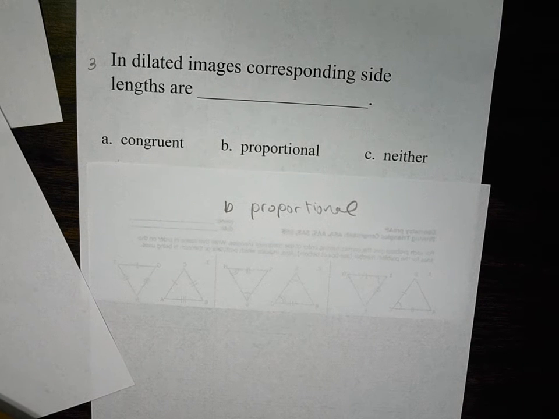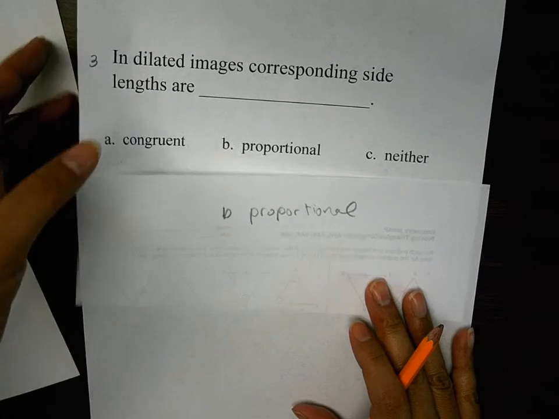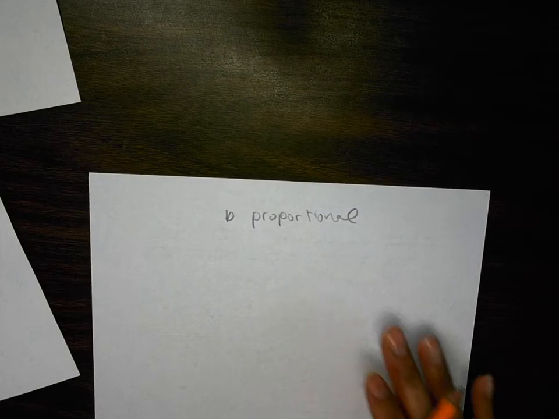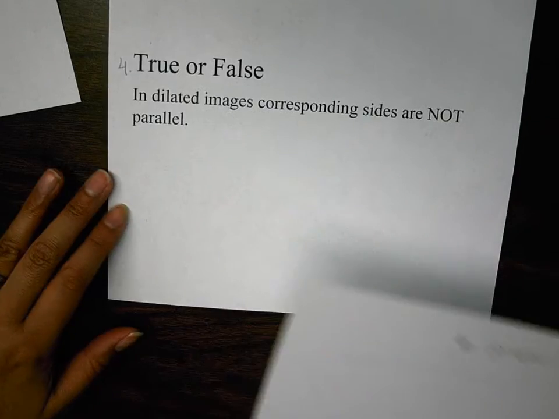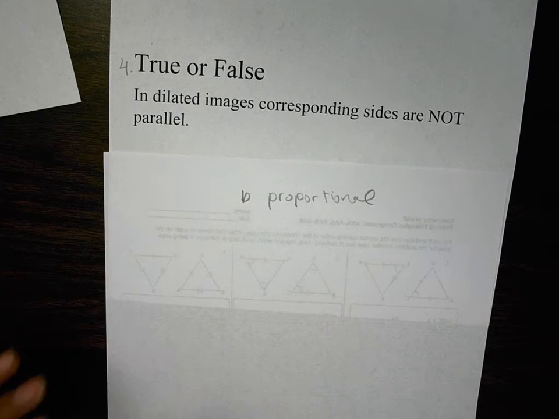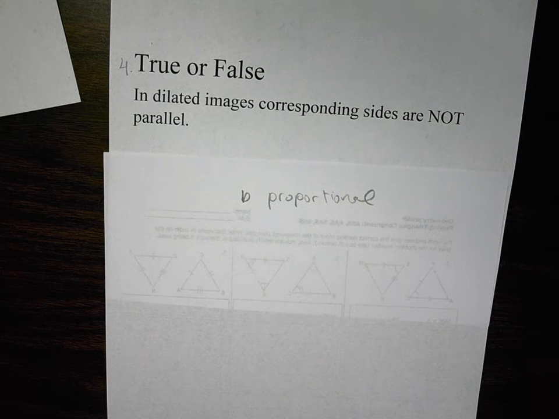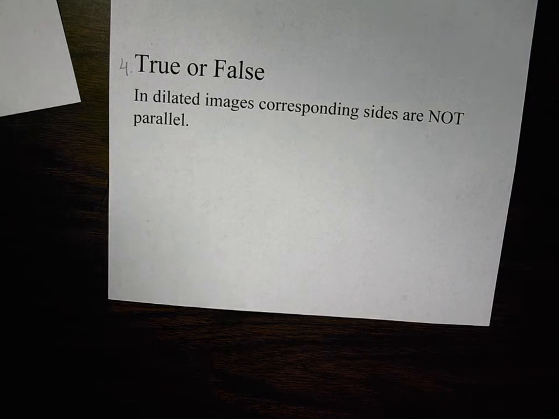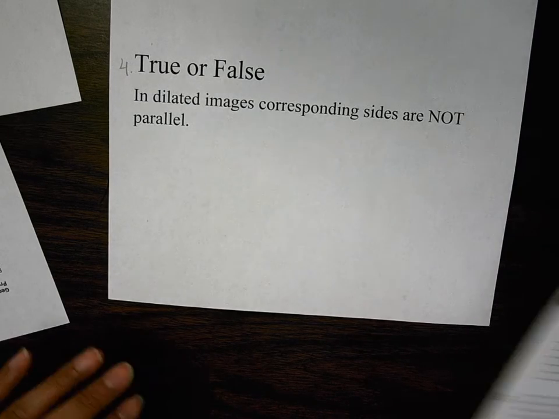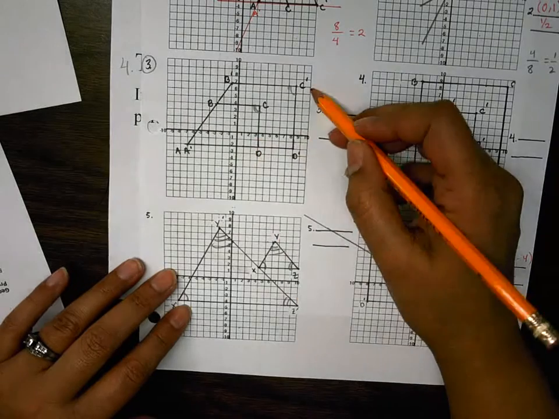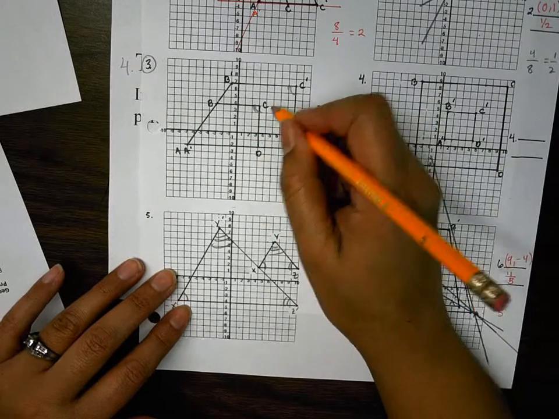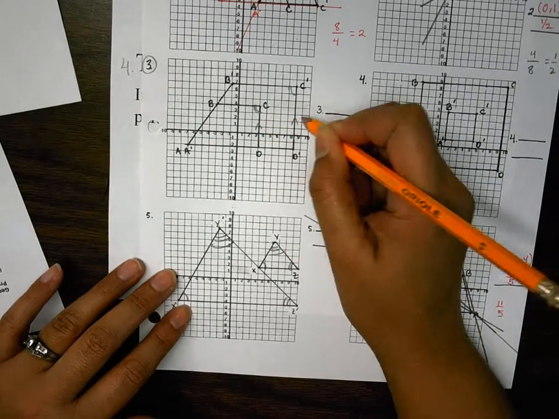Okay, another one you need to know for the test is, in dilated images, corresponding sides are parallel or not parallel. This is a true false, but they're going to ask you if they are parallel or not parallel. So it's like this in here. CD and C prime D prime. What can you say about them? Are they parallel?